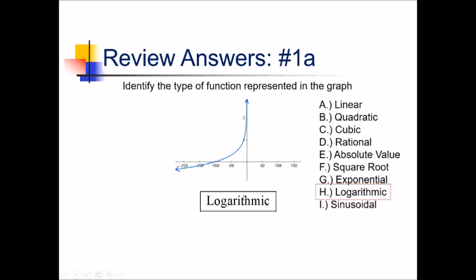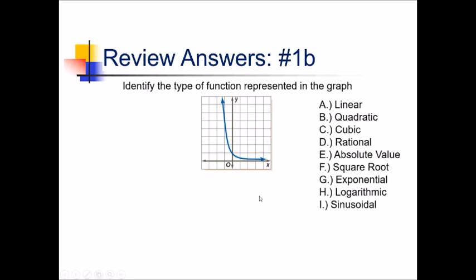For this problem, we're trying to figure out what type of function is represented by this graph. So we can go through and kind of cross a few of them off. Definitely not linear. It's not a parabola. It's not a snake. It doesn't have two branches with a bunch of asymptotes. Not a v, not a square root.